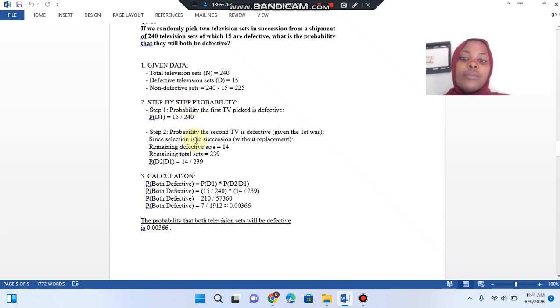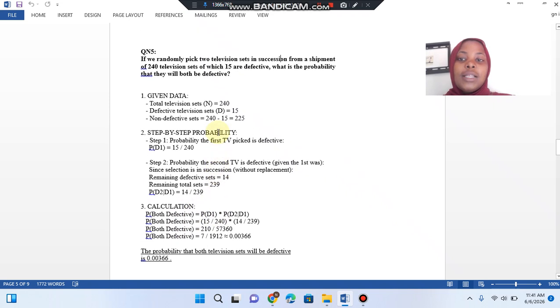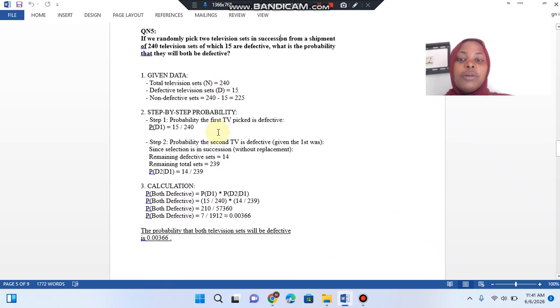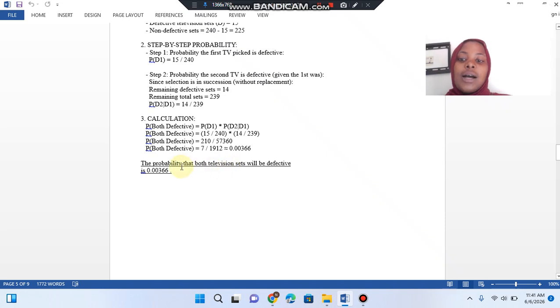But then the probability that the second TV is defective, without replacement, is 14 out of 239, since it is without replacement. So the probability that they will both be defective is the probability that the first TV picked is defective multiplied by the probability that the second TV is defective. Then we get the answer as 0.00366.